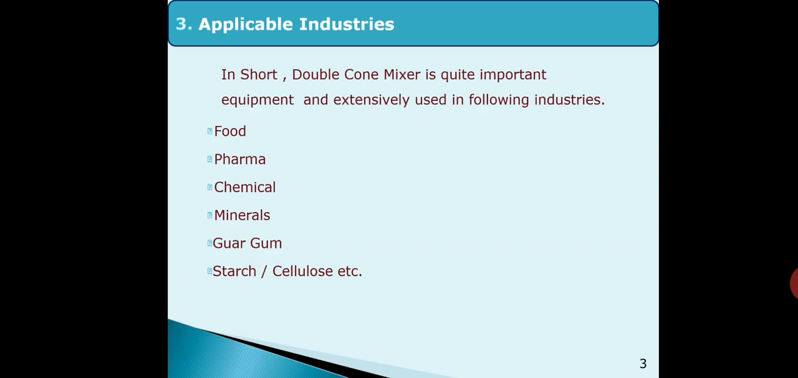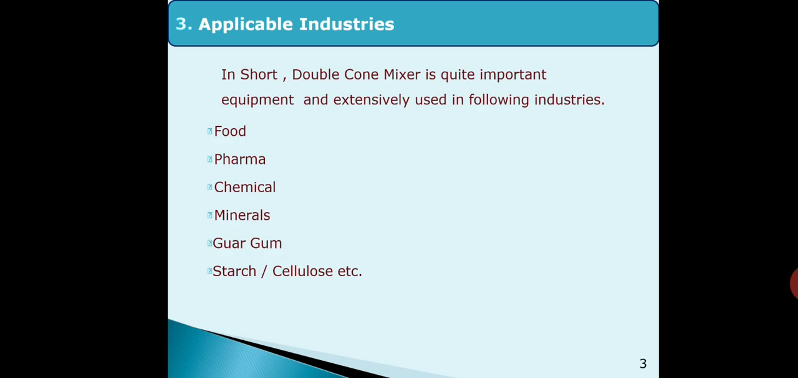Applicable industries. Double cone blender can be applicable to the following industries, like the food industry. It is also used in the food industry, as we studied in the last slide, for mixing of spices and flavors. For the pharma industry, it is used in tableting procedures. It is used for the formulation of dry powders. It is used for the formulation of oral syrups for reconstitution. So wherever dry mixing is needed in pharmaceutical industries, double cone blender can be used.